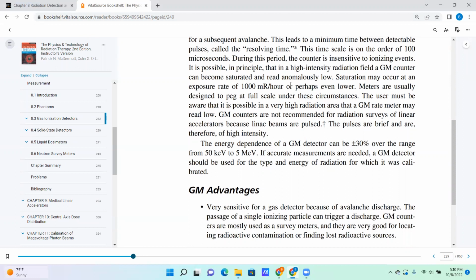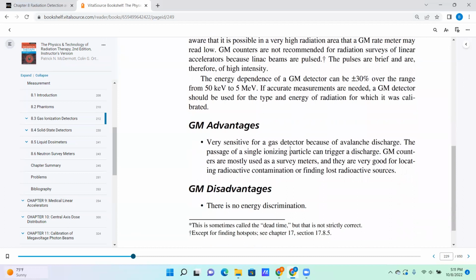Saturation may occur at an exposure rate of 1,000 milliroentgens per hour, or perhaps even lower. Meters are usually designed to peg at full scale under these conditions. The user must be aware that it's possible in a very high radiation area that a GM rate meter may read low, and they're not recommended for radiation surveys of linear accelerators because LINAC beams are pulsed. The pulses are brief and therefore of high intensity.